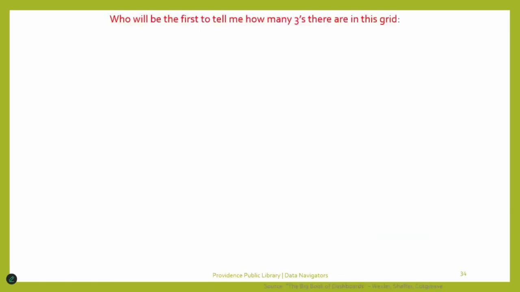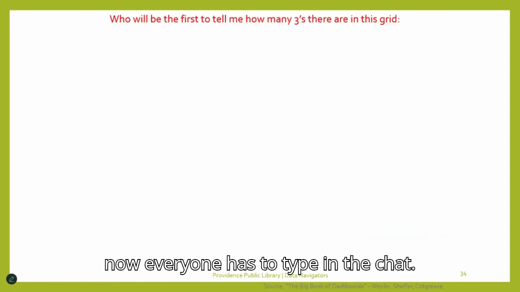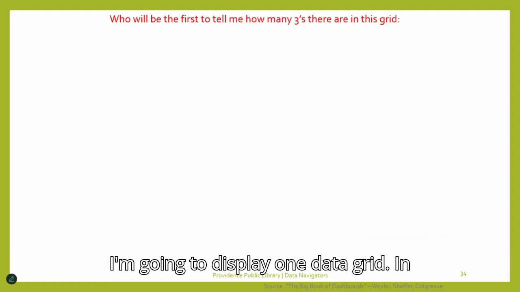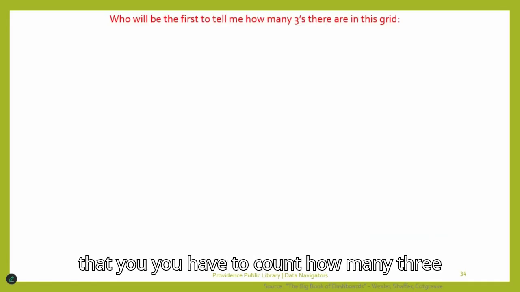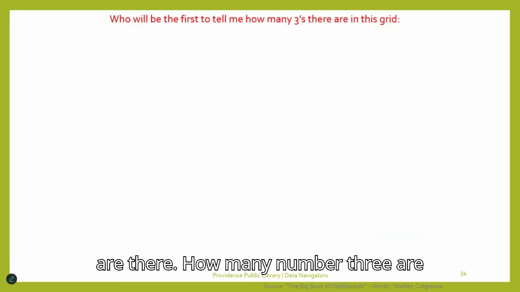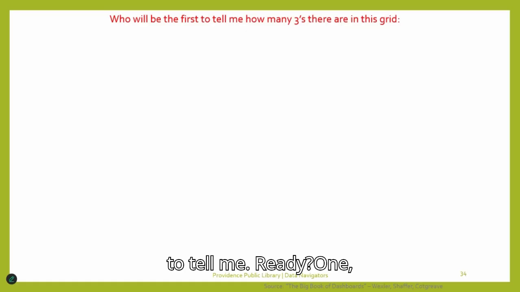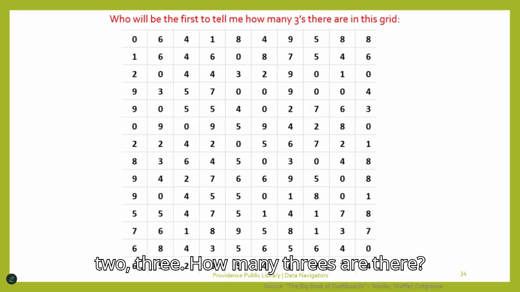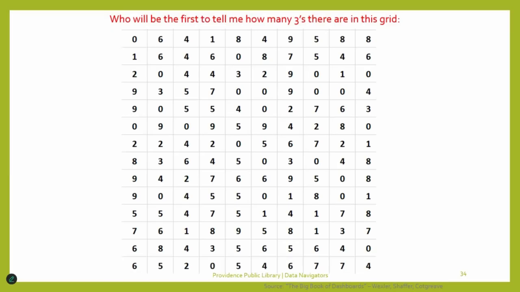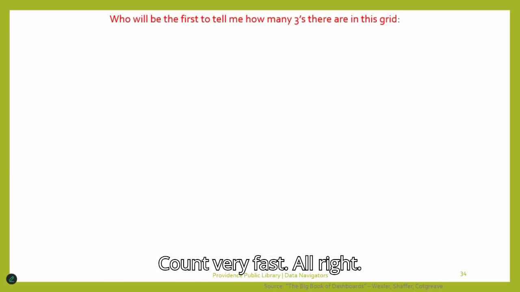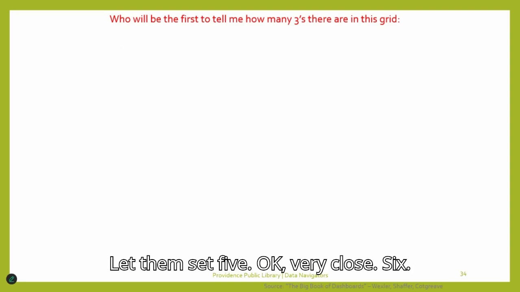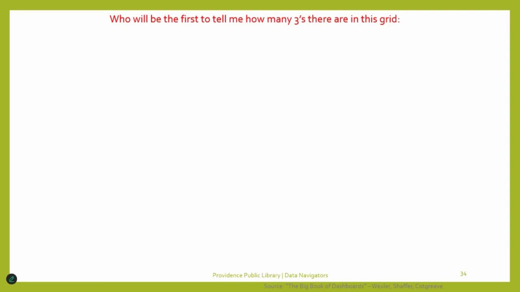So now everyone has to type in the chat. I'm going to display one data grid. In that you have to count how many number threes there are. I will display it only for a few seconds, okay? Within that you have to tell me. Ready? One, two, three. How many threes are there? Count very fast. All right. Anyone counted? Elham said five. Okay, very close. Six, Vinicio. Awesome.